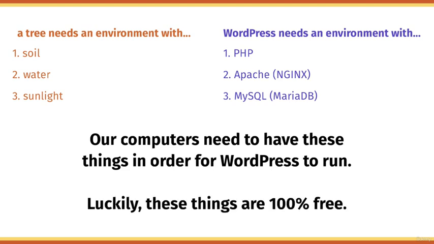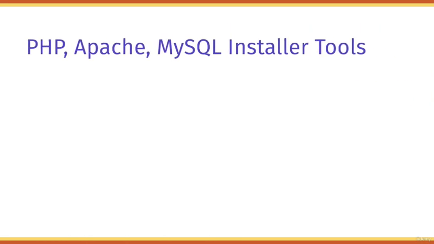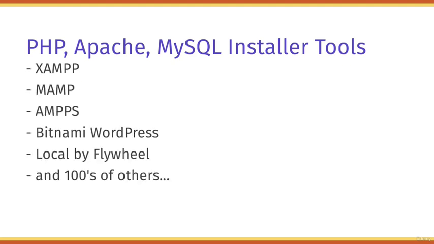But luckily, these 3 things are completely free. And there are lots of different tools out there that will automatically install all 3 of them for us. Right? So all of the tools listed on the screen right now, they are free and they all do the same thing. They give us the metaphorical soil, water, and sunlight that WordPress needs in order to run on our computer. So we don't need all of these tools, we just need one of them.